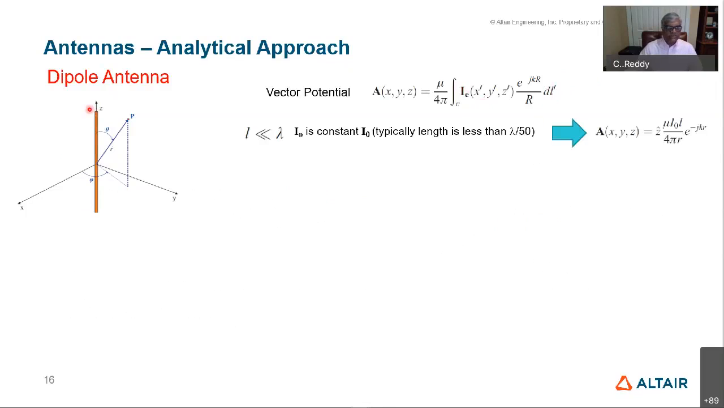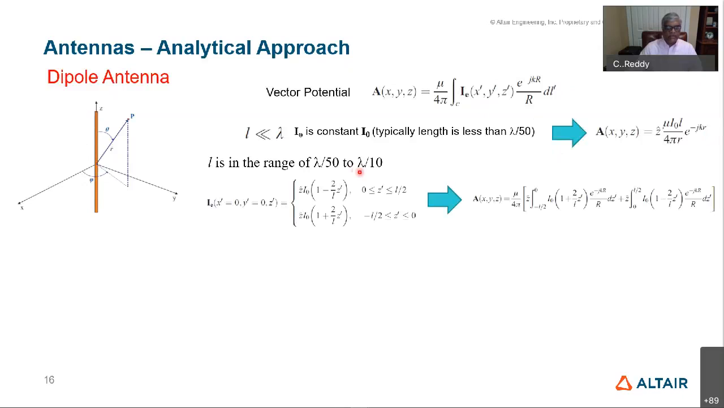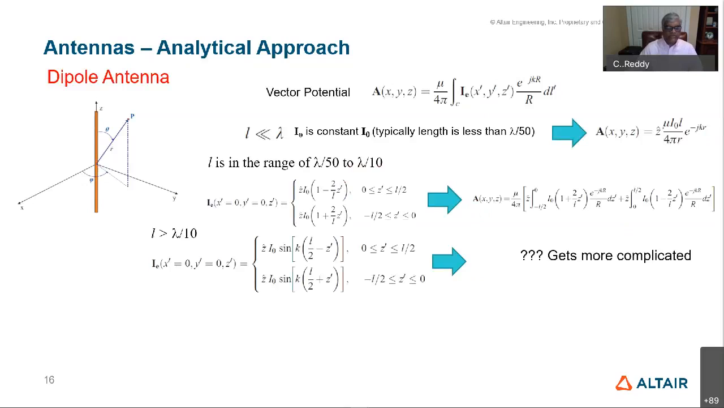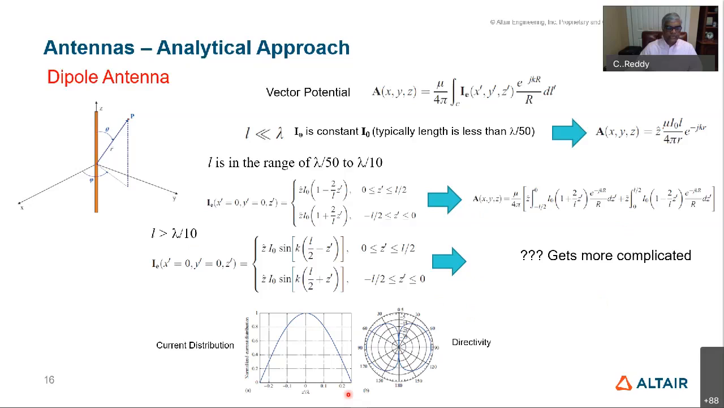So if the dipole length is very, very small, let's say lambda by 50, then it's a constant current, so it becomes very easy to integrate this integral here. If it becomes slightly longer, up to lambda by 10, you can think of the current varying linearly. Your vector potential gets a little bit more complex, I would say. Then, of course, if it becomes greater than lambda by 10, the current varies sinusoidally. It gets even more complicated. Obviously, most of you who went through the basic antenna classes would have solved this equation and got the current distribution to be sinusoidal and then the directivity, etc., which is good.